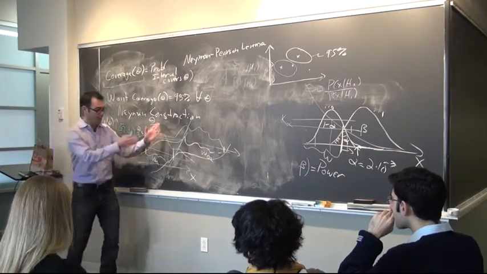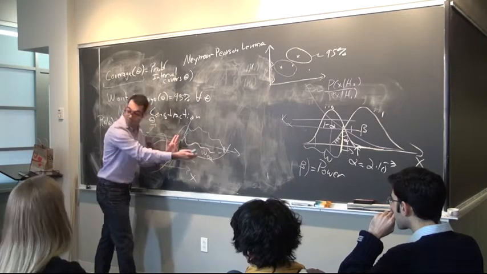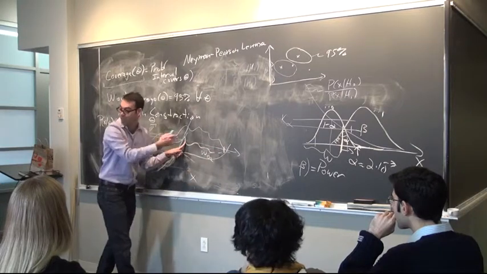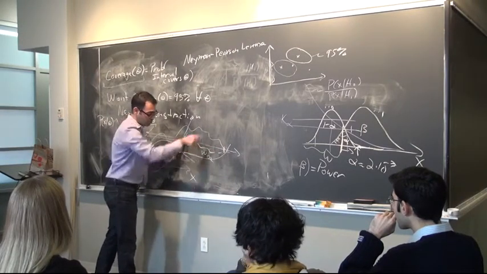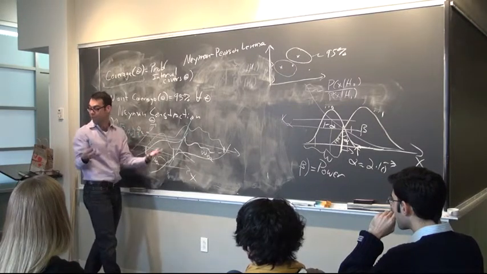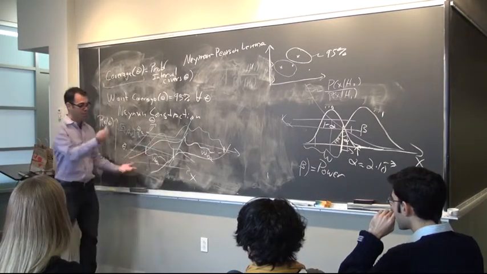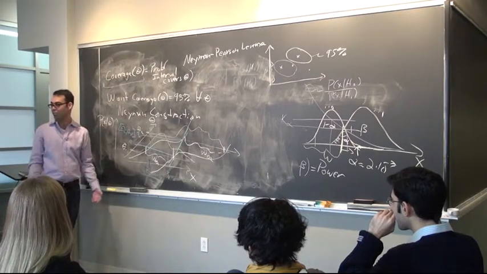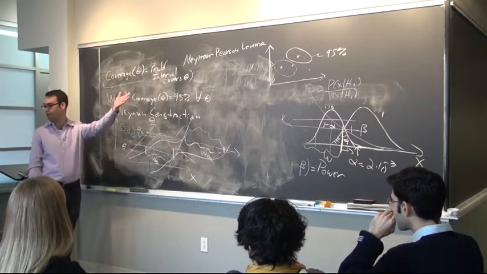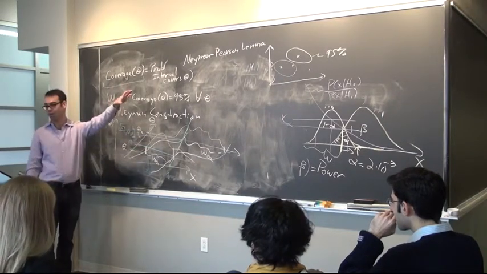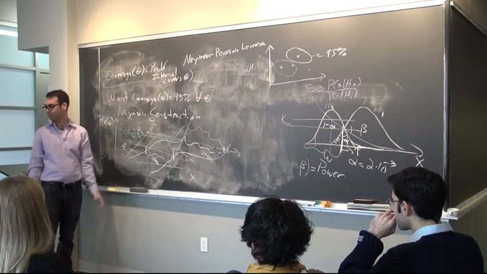By construction, 95% of the time, the data is going to fall in this region, right? So these lines will go through, and this value of theta will be in the interval 95% of the time. You just say, what do I want? And I reverse engineered a procedure that will do what I want. So this is a procedure that, by construction, will give me confidence intervals that cover.